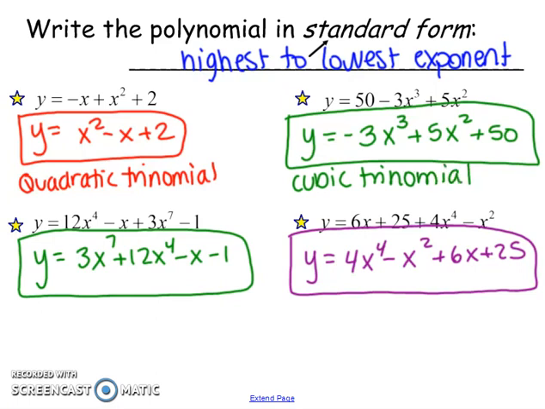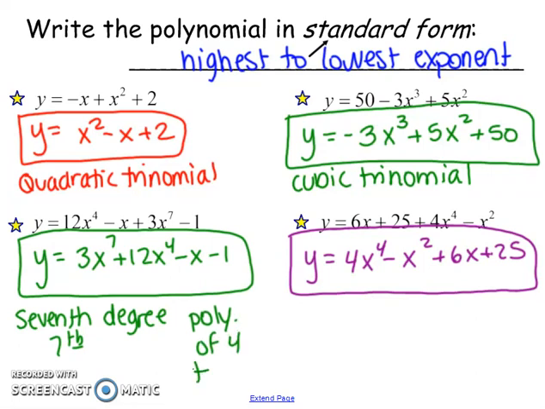Okay, the next green one has a highest degree of 7, so that doesn't have a name that we would call it. So we would say it's a 7th degree. And you can write 7th as the number 7th instead of writing out the word. It's a 7th degree, and there's 4 terms, so it's a 7th degree polynomial. So I'm just going to write poly of 4 terms because it doesn't have a name that we call it. And then the last one in purple, highest degree is a 4, so that's a quartic. And there's 4 terms, so it's a quartic polynomial of 4 terms.